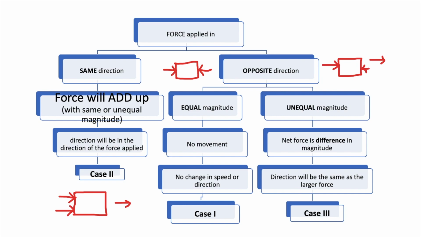In figure 3, two unequal forces are applied in opposite direction. Net force acting will be the difference between the larger force and the smaller force, and the direction of motion of the object will be the same as the larger force. So this is case 3 of our discussion. We will apply this discussion to understand the following examples.